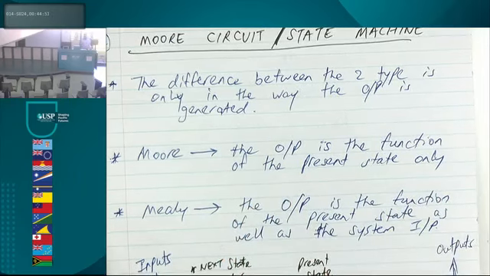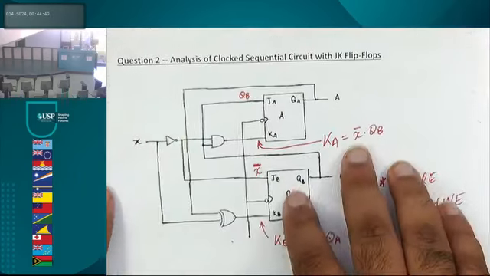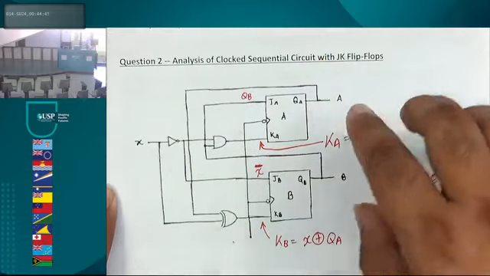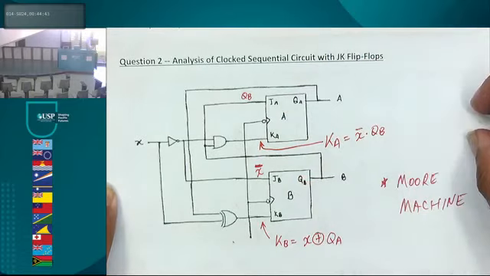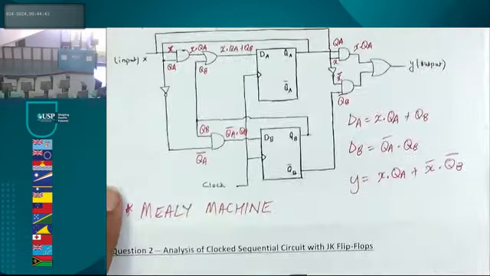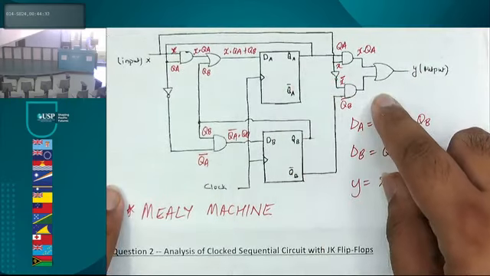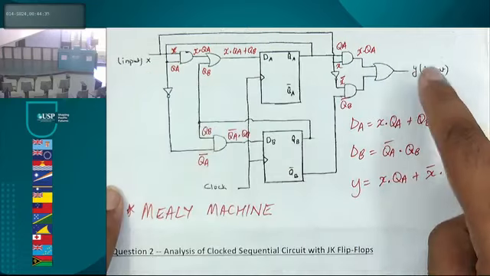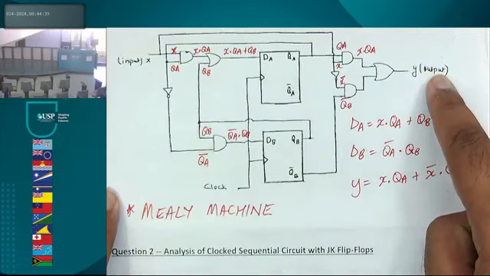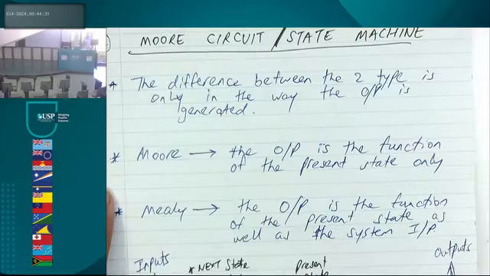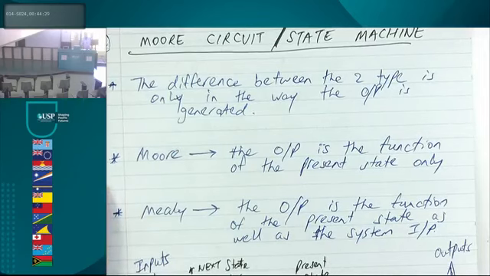A Moore machine, the output is a function of the present state only, right? And what example did we use? Have a look at this, question 2, right? So only the present state gives the output. A Mealy machine is a machine where the present state and the system input together form the output, all right? So that's known as a Mealy machine. So it's important that you understand this.